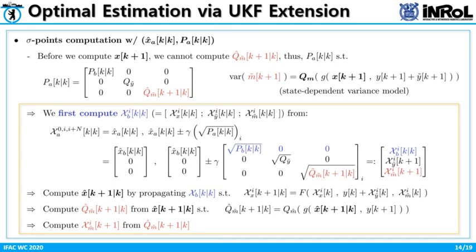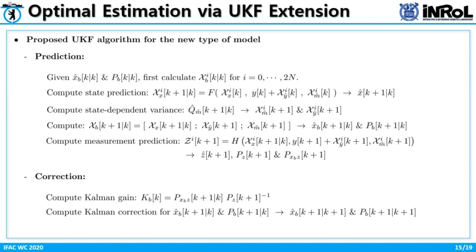By propagating the sigma points of xb at time k, we can compute the state of time k plus 1, xk plus 1. From this, we can compute the state-dependent variance of modeling uncertainty at time k plus 1, qm k plus 1, and then its sigma points. Now, we have all the sigma points needed for the prediction stage. Here is the computation algorithm of the proposed UKF extension.